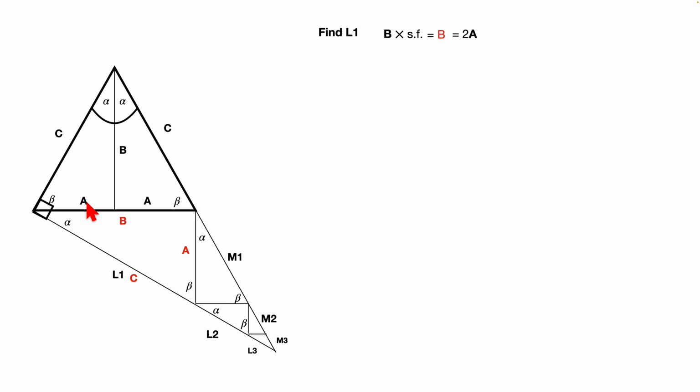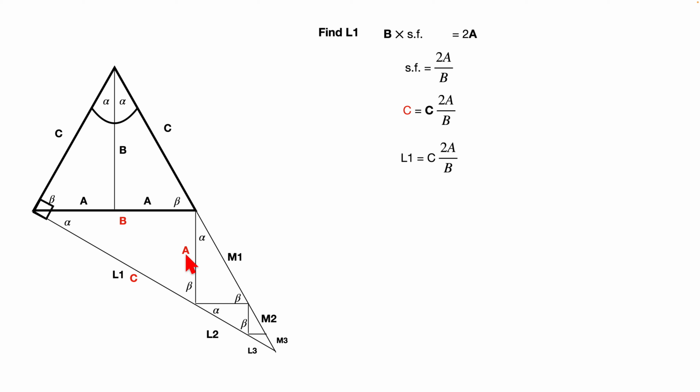But this B is equal to 2A. So let's forget about the B for a minute. B times the scale factor equals 2A. Divide by B, and we have that the scale factor equals 2A over B. Every side of this original triangle multiplied by 2A over B becomes the side length of this triangle. So this C is equal to C times 2A over B. Red C equals the original C times 2A over B. And so we found what L1 is, the first one of our lengths down this side.